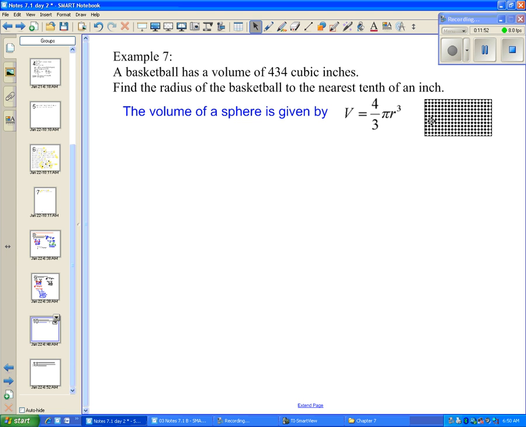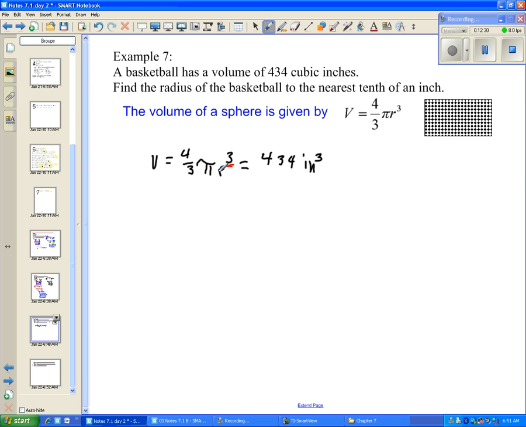I want to find the radius of this sphere, so I know that my volume is 4/3 pi r cubed. But I also know that my volume is 434 cubic inches. So I want to find my radius as best as I can. The first thing I want to do is get my r cubed, the thing that's being cubed, by itself.